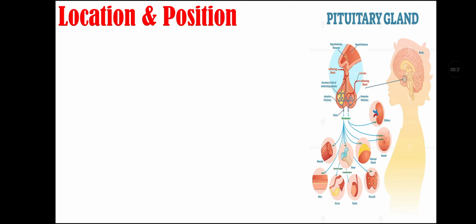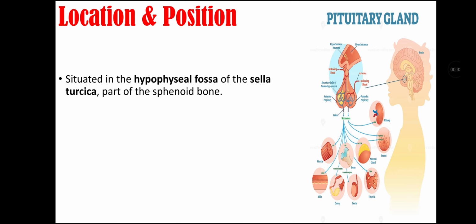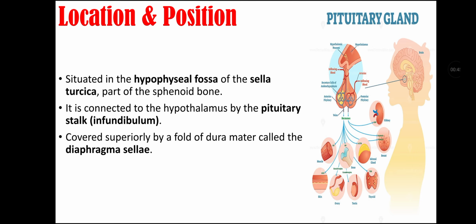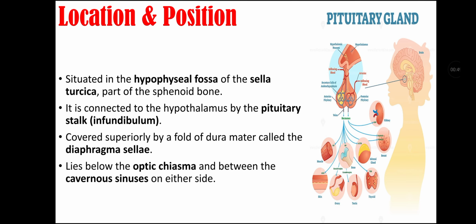Location and position of pituitary gland. It is situated in the hypophyseal fossa of sella turcica, that is part of sphenoid bone. It is connected to the hypothalamus by pituitary stalk that is called infundibulum. It is covered superiorly by fold of dura mater that is called diaphragma sellae. It lies below the optic chiasma and between the cavernous sinuses on either side.